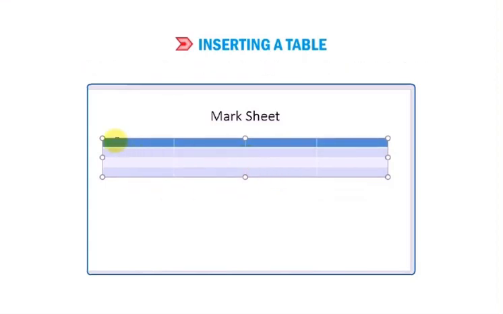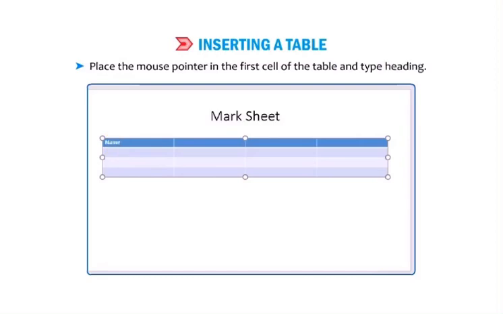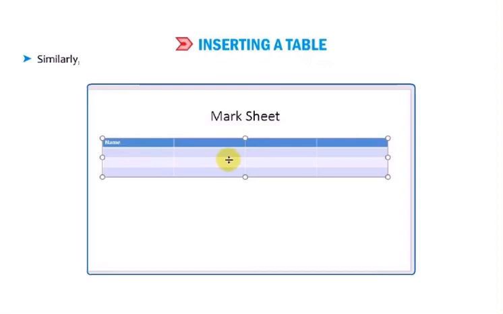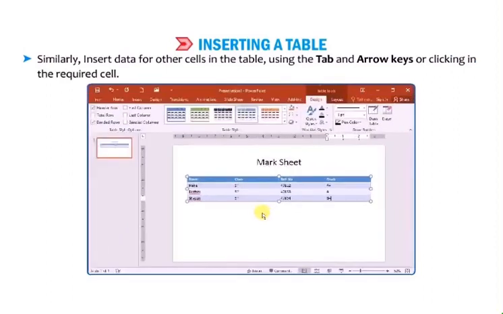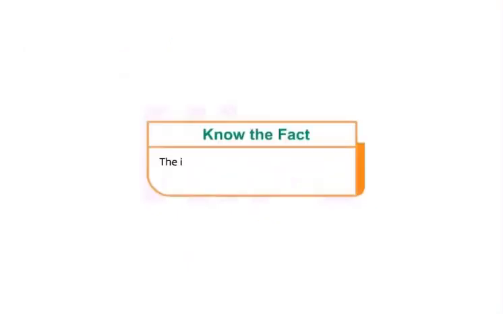Place the mouse pointer in the first cell of the table and type the heading. Press the Tab key. Similarly, insert data for other cells in the table using the Tab and arrow keys or clicking in the required cell. Let me share that the intersection of row and column in a table is called a cell.